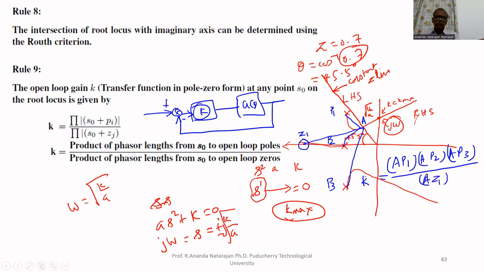K equals the product of phasor lengths from A to the open loop poles, divided by the product of phasor lengths from A to the open loop zeros. Here, in this formula, S0 is taken as the point at which we want to locate the poles. So we can find the gain K at the desired location. If you put K equal to this value in a closed loop system, it will exhibit the desired zeta.